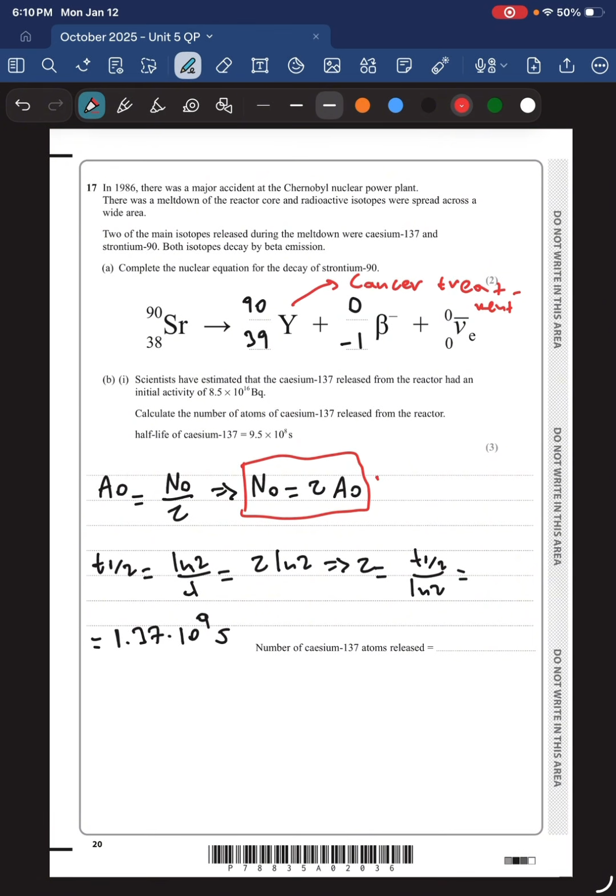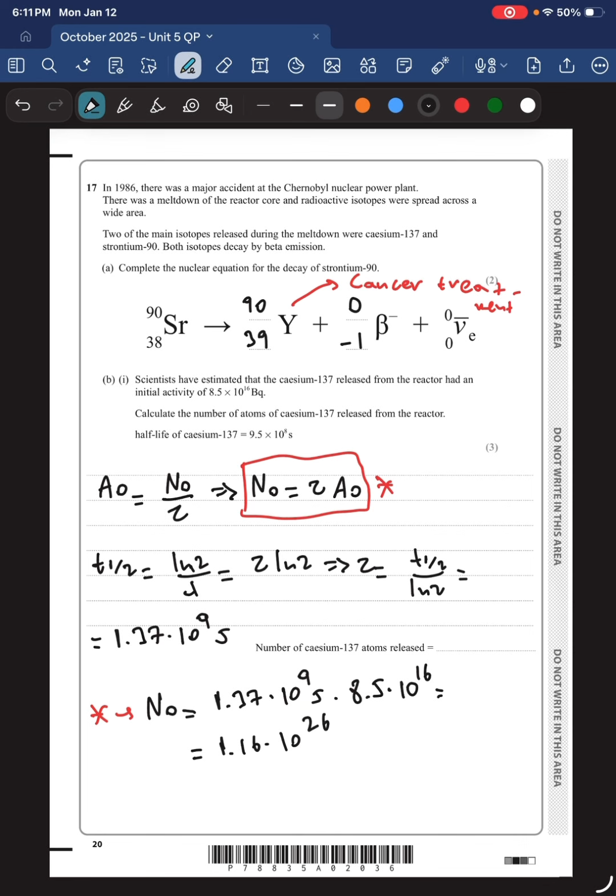So let's take this equation and find the initial number of nuclei. So N naught is 1.37 times 10 to the 9 seconds times the initial activity, which is 8.5 times 10 to the 16. So what do we find? 1.16 times 10 to the 26.